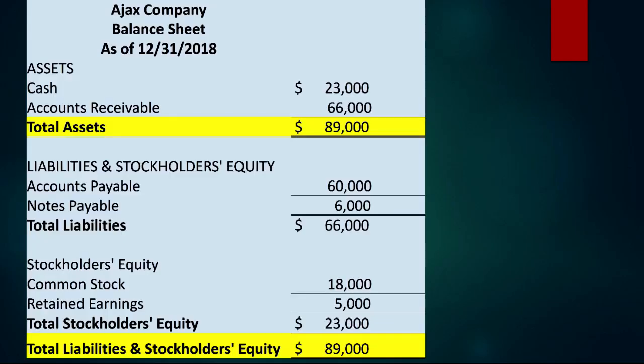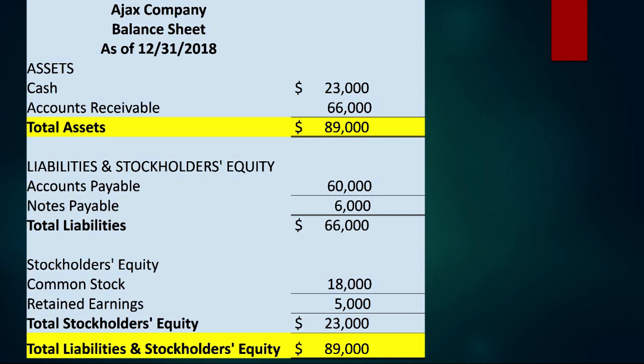And here is the solution. Acct Corporation name, line 1 is always the company name, line 2 is always the name of the statement, and line 3 is the date. And remember, balance sheet is an as of date and not a for the month ending, for the year ending, or for the period ending date.